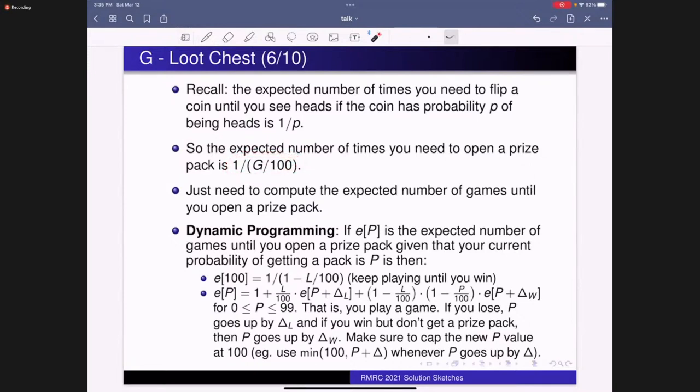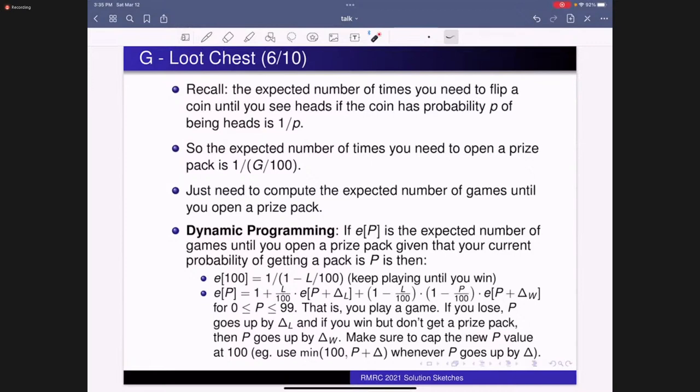So the second half of the question is, what's the expected number of games you play until you open a prize pack? Because every time you open a prize pack and not get the gorilla suit, you go back to P equals zero. So it's just like the very start. So we've got this calculation, but now we have to multiply it by the expected number of games until you open a prize pack.